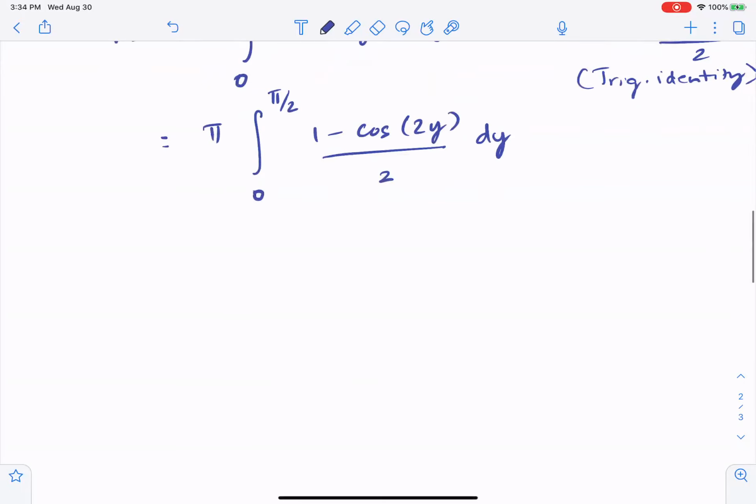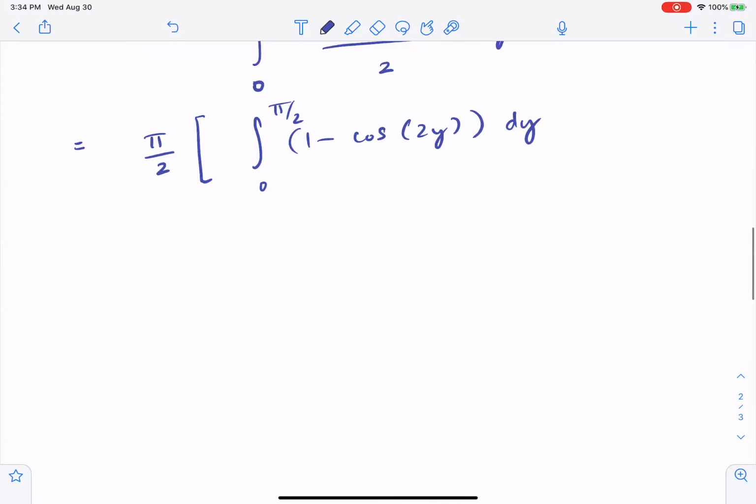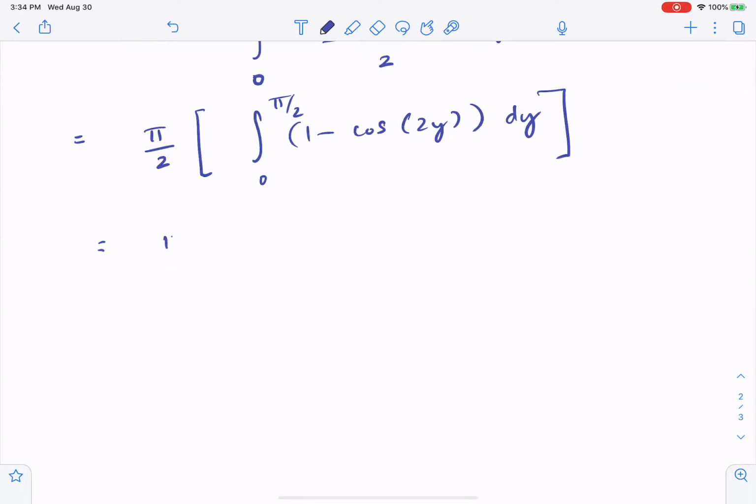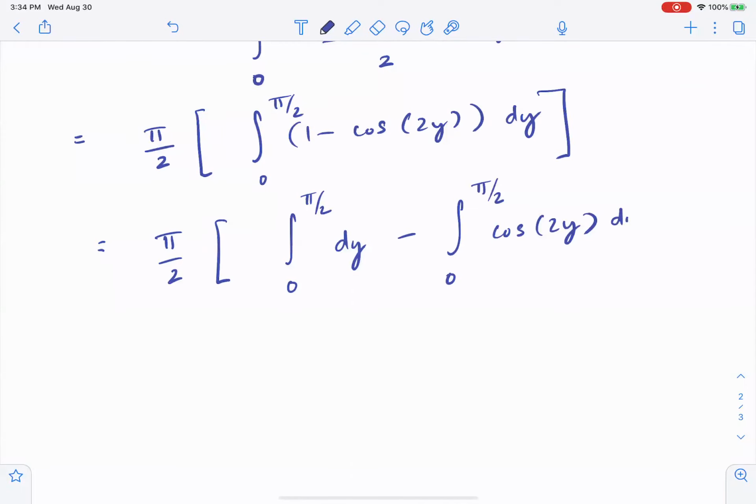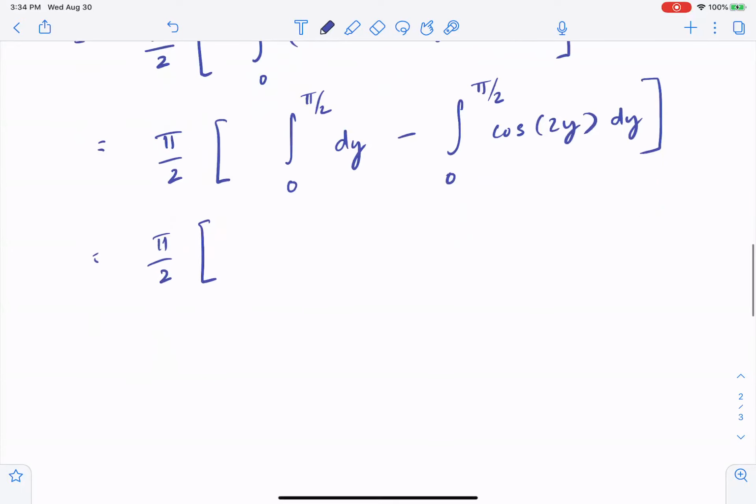Okay, so I've got my integral fully in terms of y. 2 is a constant, pull that out. I can't split the integral because I have two terms and they are in addition, subtraction, whatever. So I can write it as integral 0 to pi over 2 dy minus integral 0 to pi over 2 cosine 2y dy. The integral of dy is y.